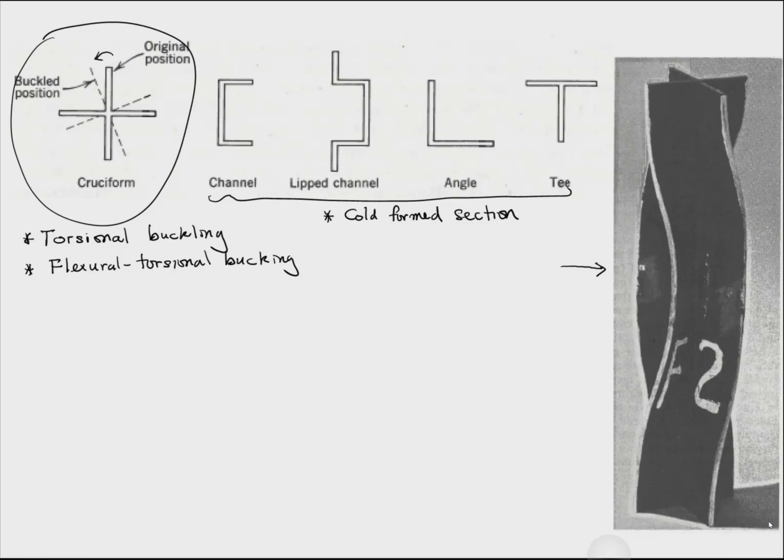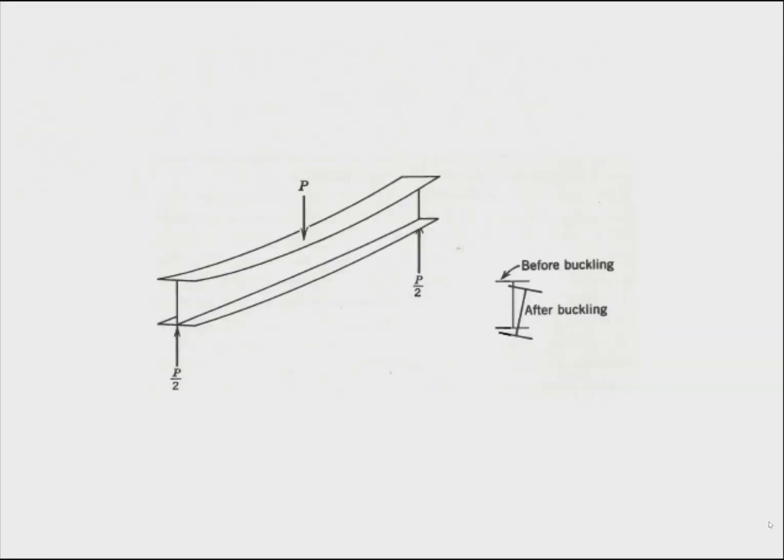Not only can columns buckle, but even parts of other members that are in compression can lead to buckling. One example here is a beam that's being loaded in the middle, and we see that the top flange of this beam will be in compression and the bottom flange in tension. And because the top flange is in compression, it has the tendency to buckle.